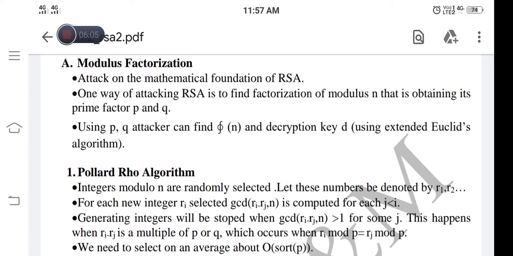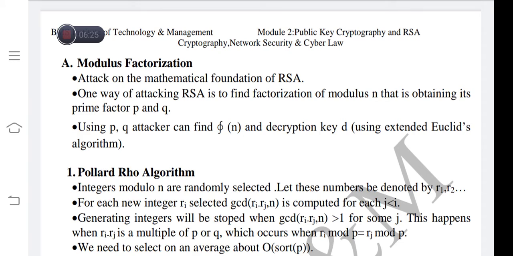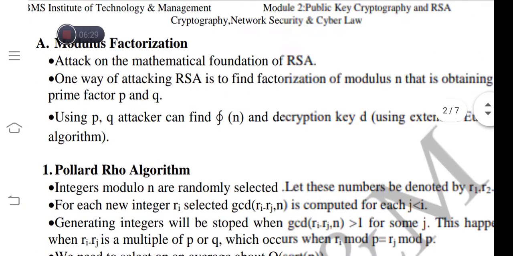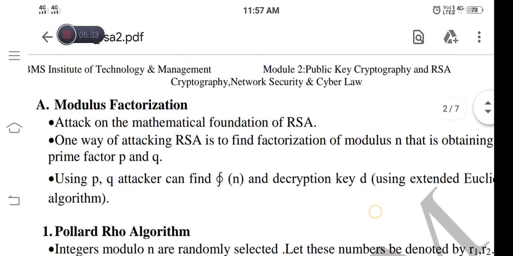Decryption key d he will find using the extended Euclid's algorithm, because the formula for d is e inverse mod phi of n. The inverse of the public key has to be found. So to find the inverse of e, he will make use of the extended Euclid's algorithm here. And similarly, he can find phi of n once the values of p and q are found. Okay, these are the basics of modulus factorization.